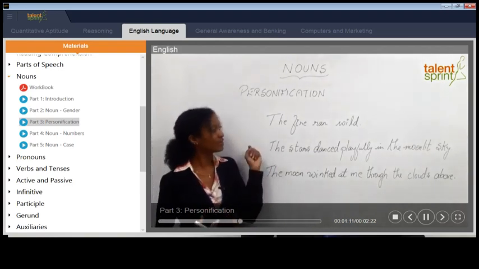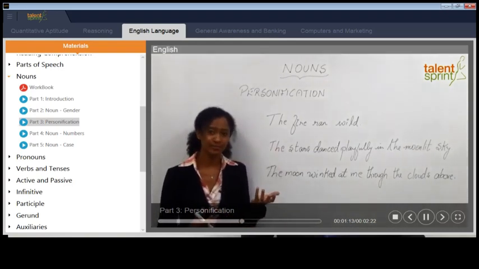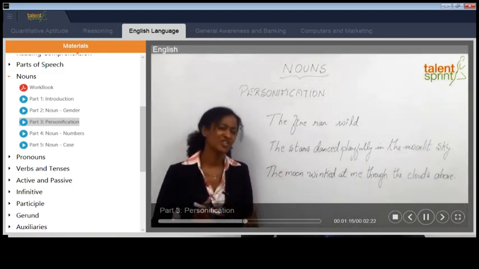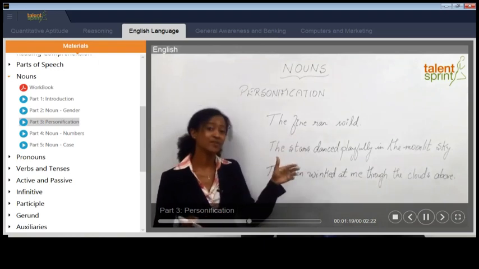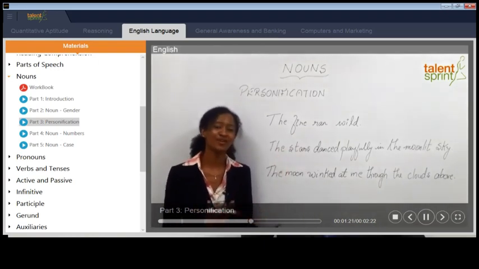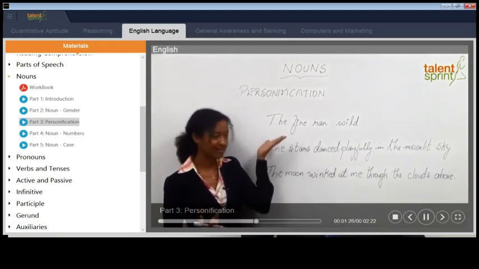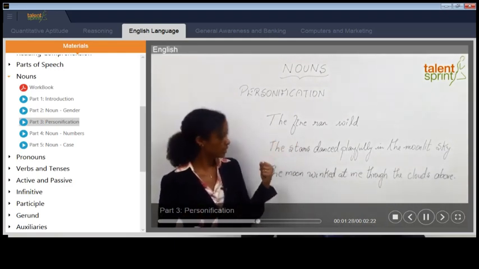The fire ran wild. So here we know that fire cannot literally run, but in this sentence, fire is personified as a person running, right? So fire here is male. So fire ran wild. Let's look at the second one.